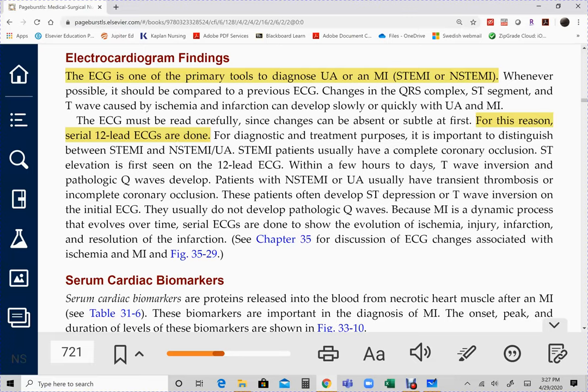Everything will be done in a series, meaning one EKG won't be enough. Okay, so we will do EKGs every few hours. Of course, the patient will be on a cardiac monitor, a continuous monitor, but the EKG is 12 leads. Okay, so this is 12 pictures. So this is done every 6 hours.